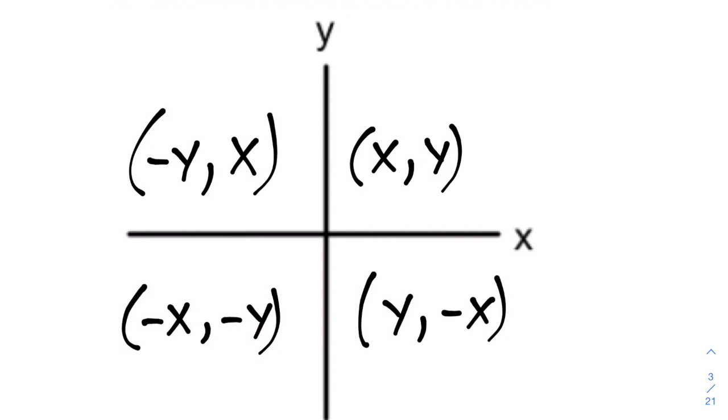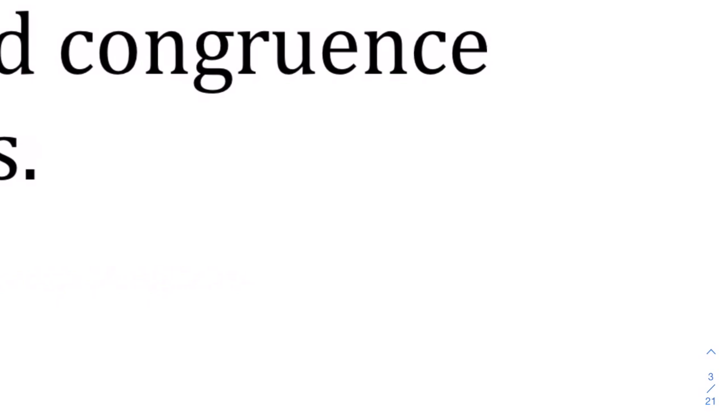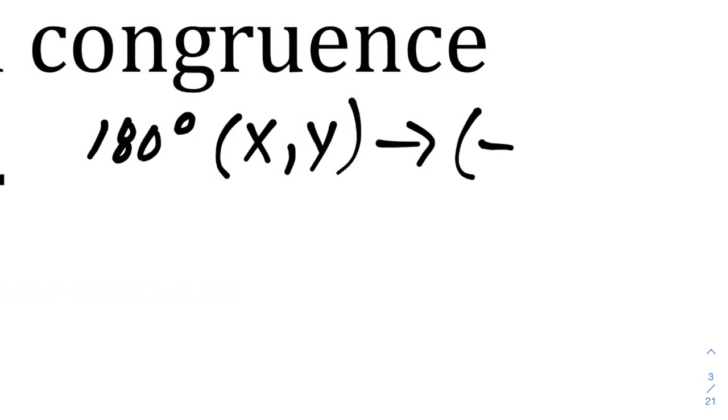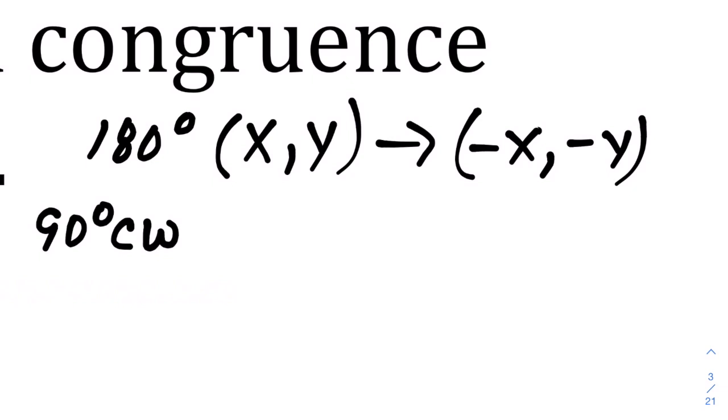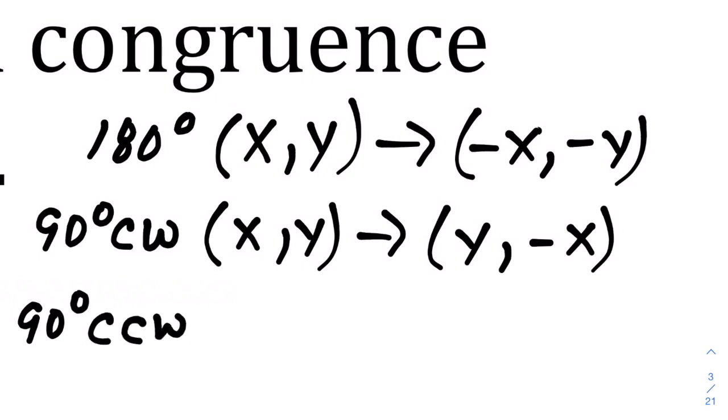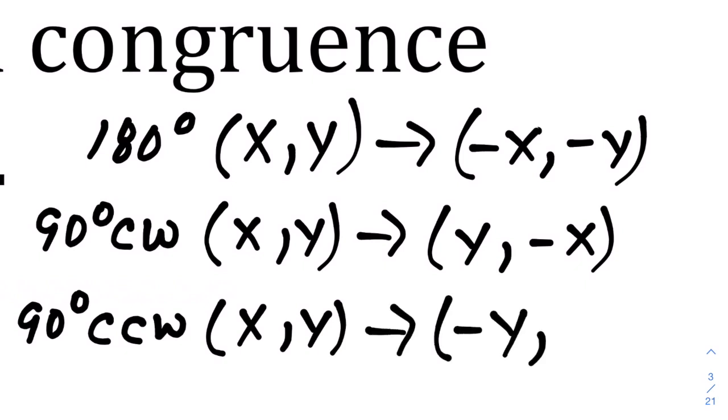If you are or were in the class where the teacher did the rules, they would look like this. So 180-degree rotation, your x and y stay in the same position. They just become their opposite. For a 90-degree clockwise, so CW, clockwise rotation, your x and y switch places. The y stays the same, but your x becomes its opposite. And for a 90-degree counterclockwise, so CCW, again, they switch places, but this time it is your y that becomes its opposite, and your x remains the same.